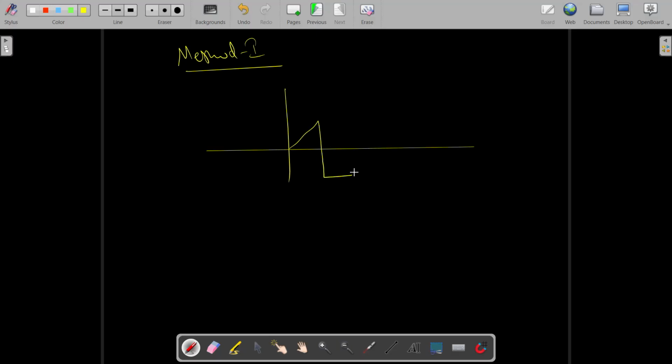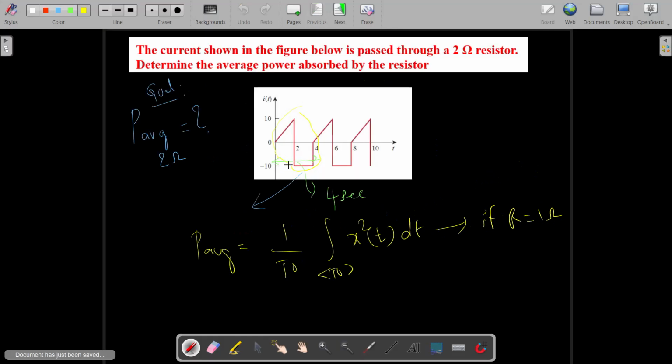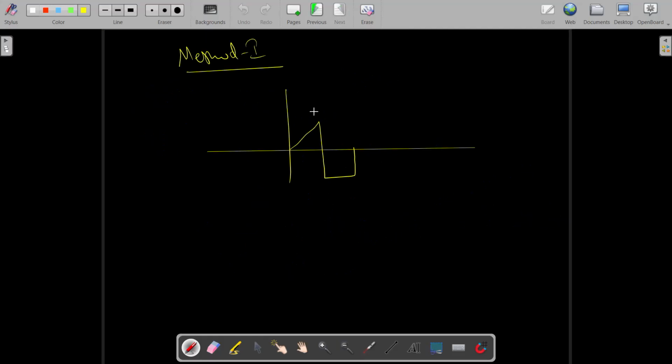So this is the signal given. 10 and minus 10, this is 10 and this is minus 10. This is 0 to 4. So this is t and this is i of t. Since it is periodic, I am taking one time period. So we need to get this expression. What is the expression for i of t?